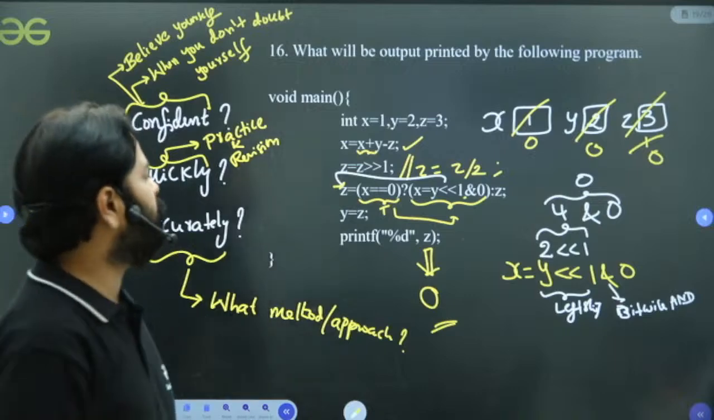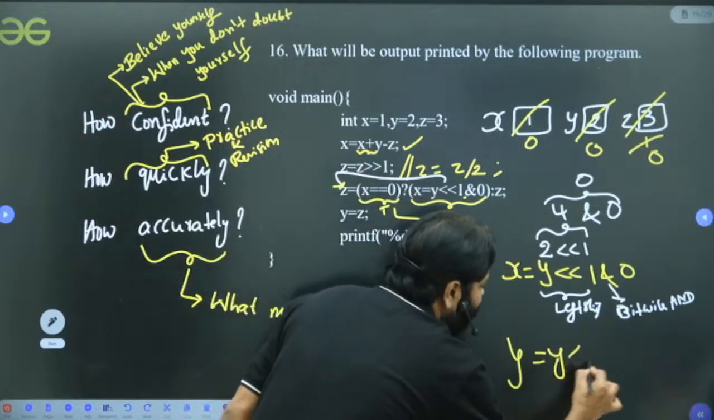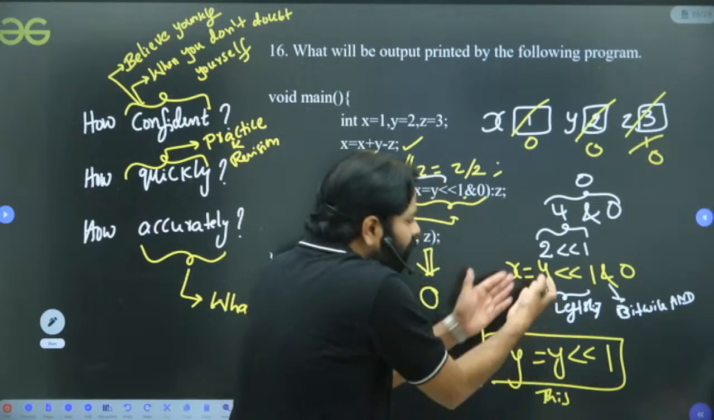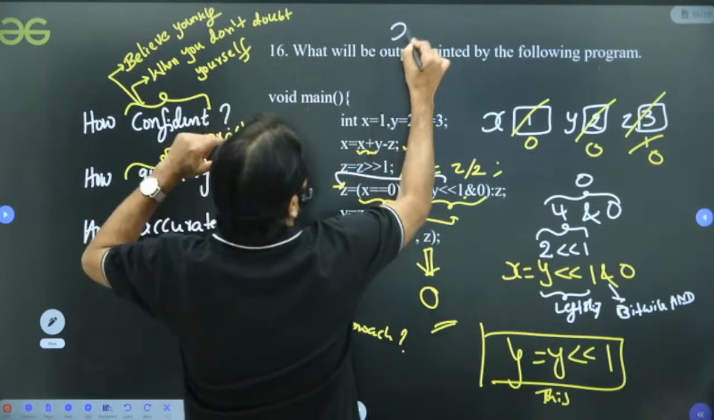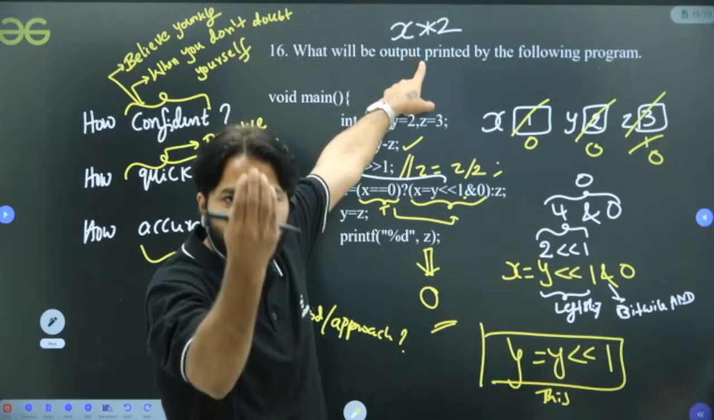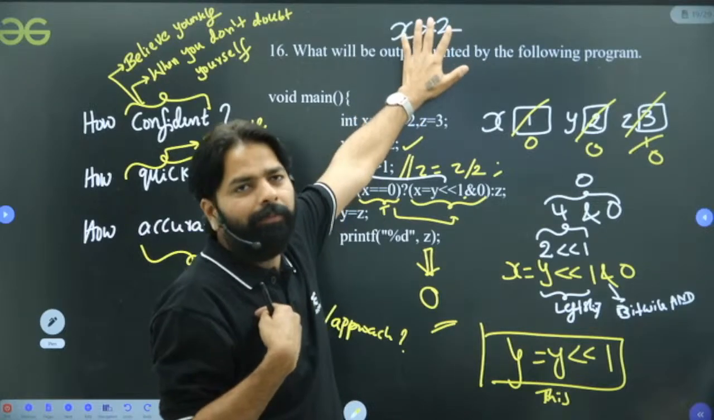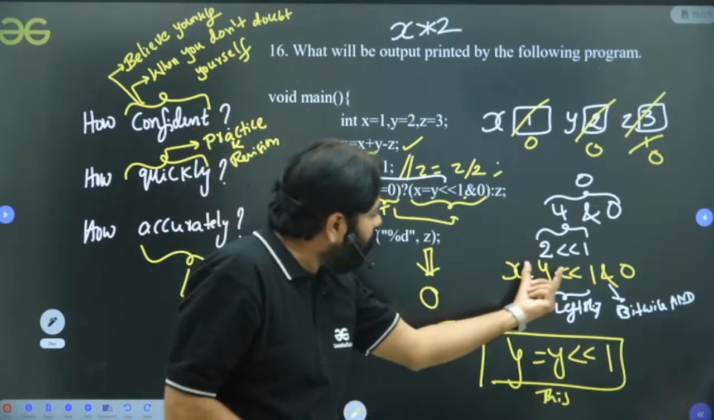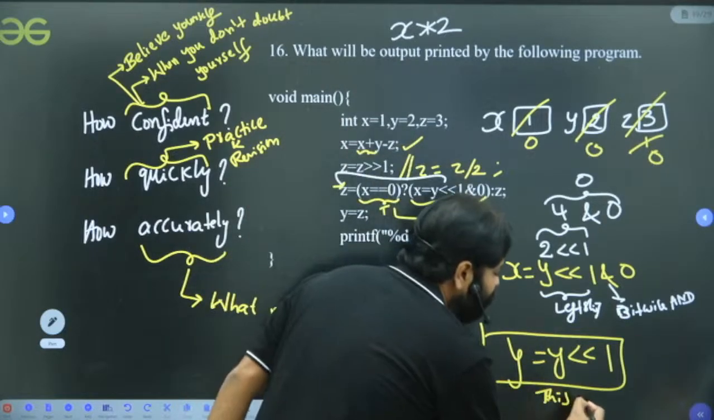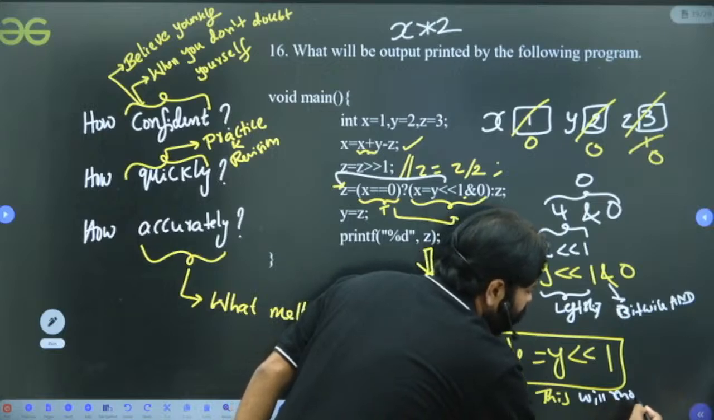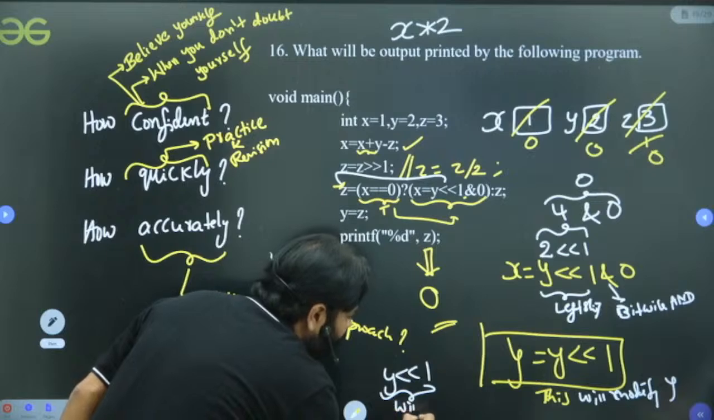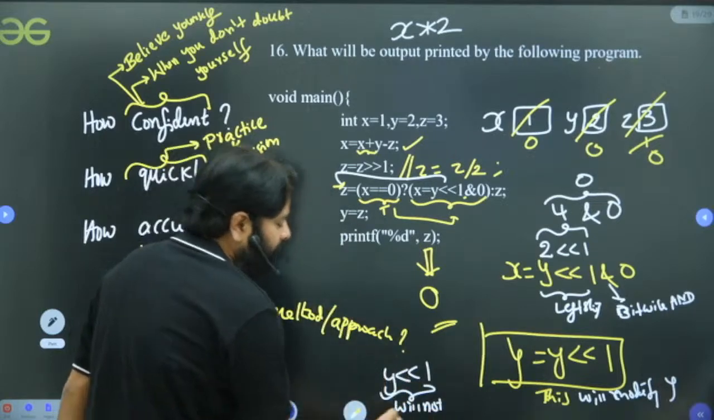Y value never changed to 4. You are not writing y is equal to y left shift with 1. If this is written, it will change y. This is not y is equal to y left shift 1. If I do x multiply with 2, will you change the x? You tell me. No, you will take the x value and you will multiply. Depends on the left hand side, you will do it. This is not assigning to y. If you do y is equal to y left shift 1, you will modify the y. This will change the y. But only y left shift with 1 will not modify y, it will take the y and do the expression evaluation.